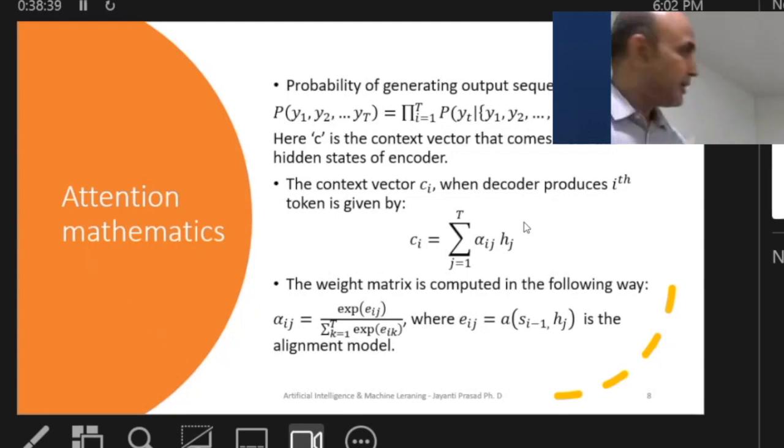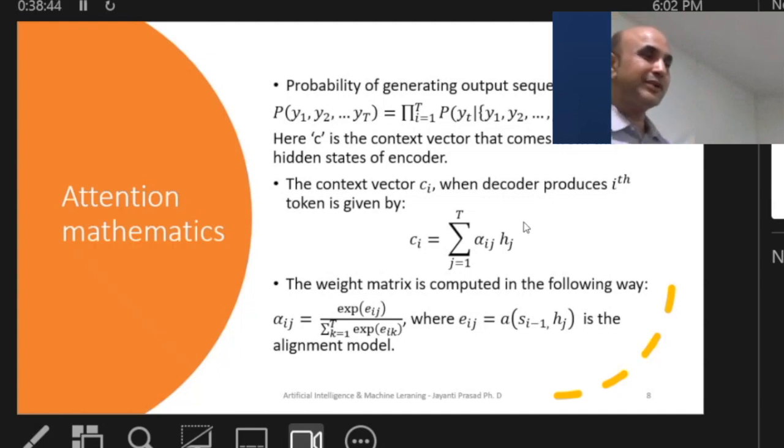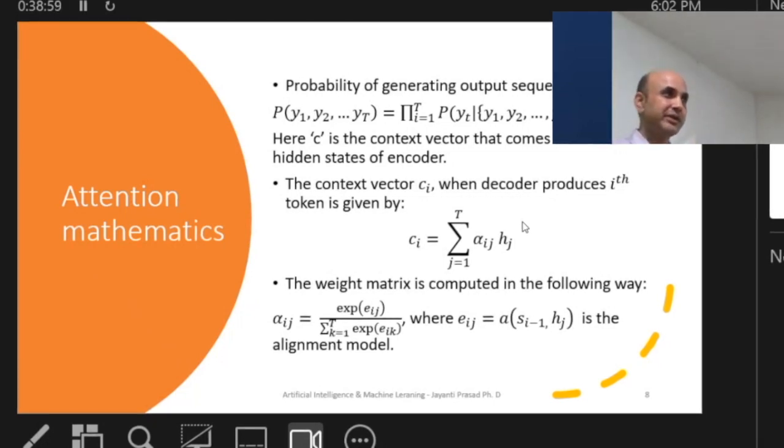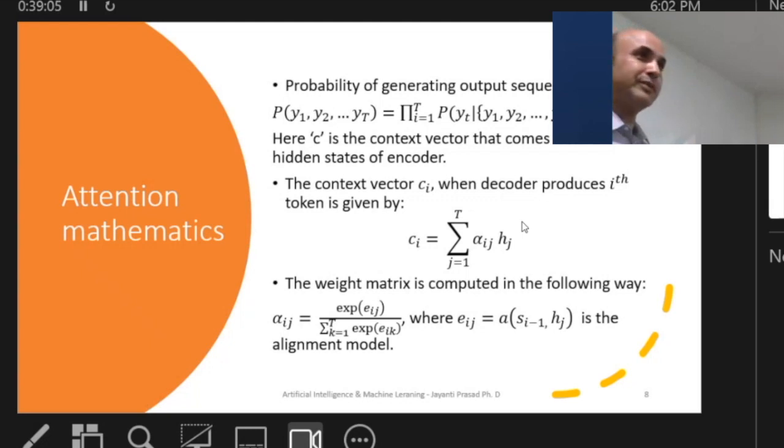Now let me come to the attention mathematics. It's a bit dense, but I will explain it clearly, so there should be no issue. The first one is the joint probability of getting a sequence. I showed you in the earlier example that when there was a sentence with tokens, it had some probability in a language model. There is a chain rule of probability. Like when I say the sky is blue.